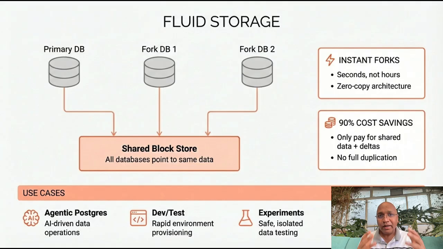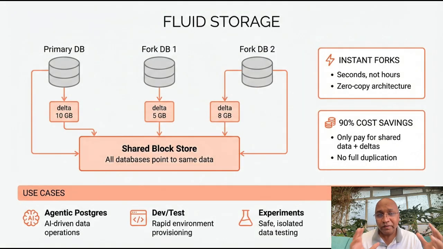But now what happens is if the agent starts to write, or this primary database also starts to write, then fluid storage again uses another technique called copy on write, where it copies the changed data and then creates a delta of those changes for each one of these instances separately. So these agents, when they are seeing the data, they'll see a merged view between this changed data and the shared data from the primary database, right?